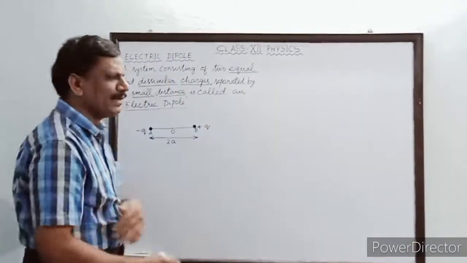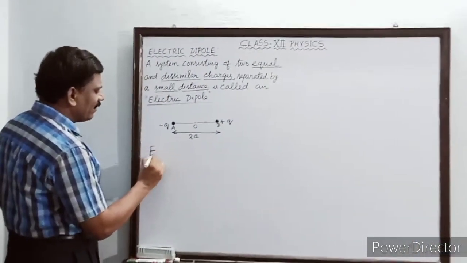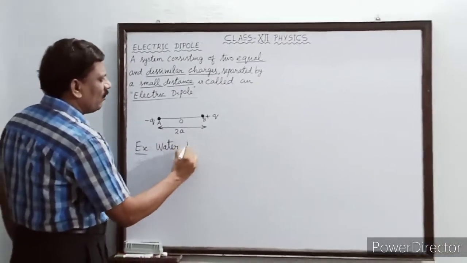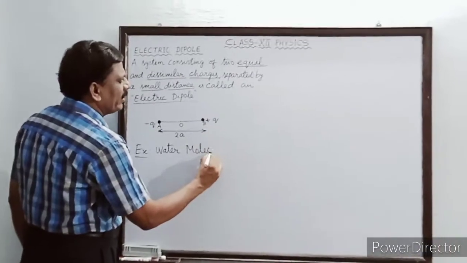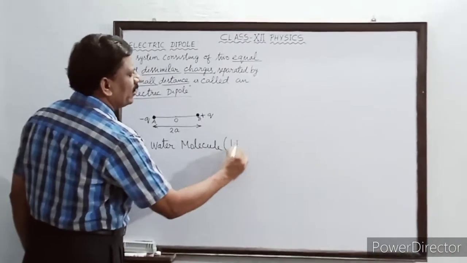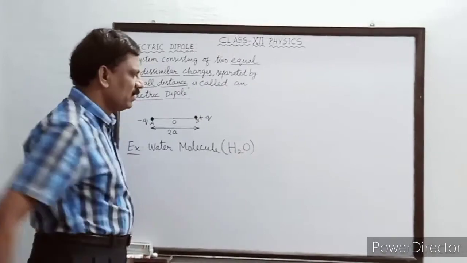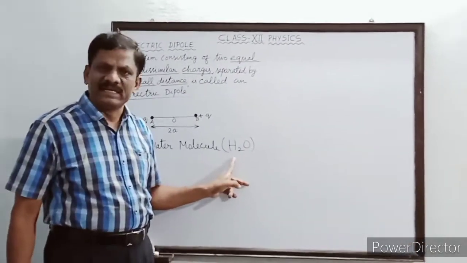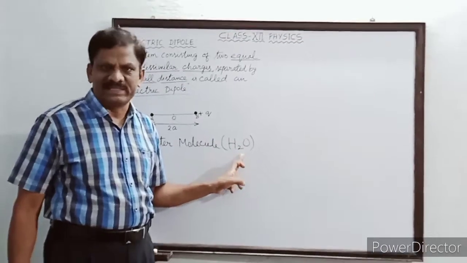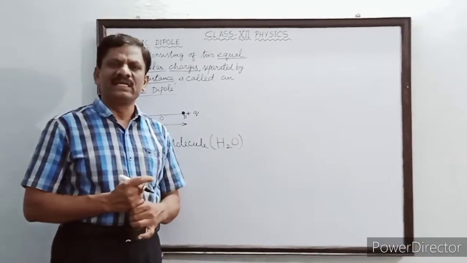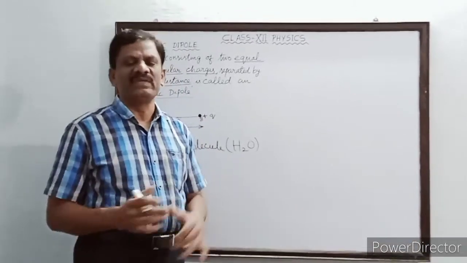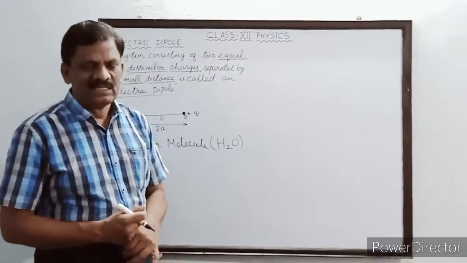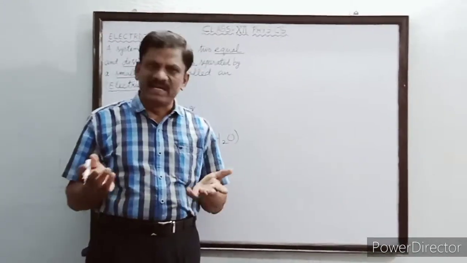Now, in nature itself, there are certain molecules. For example, I will take the example of a water molecule. What is the molecular formula for the water molecule? It is H2O. How many hydrogen atoms are present in a water molecule? There are two hydrogen atoms and one oxygen atom. We have studied that every atom consists of an equal number of positive as well as negative charges.